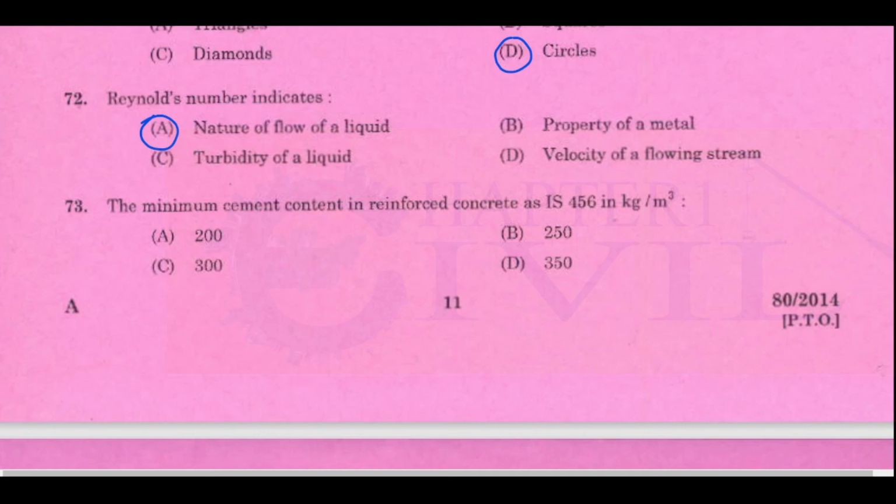Question number 73. The minimum cement content in reinforced concrete as per IS 456 in kilogram per meter cube: 200, 250, 300, 350. Minimum cement content should be 300 kilogram per meter cube as per IS 456.